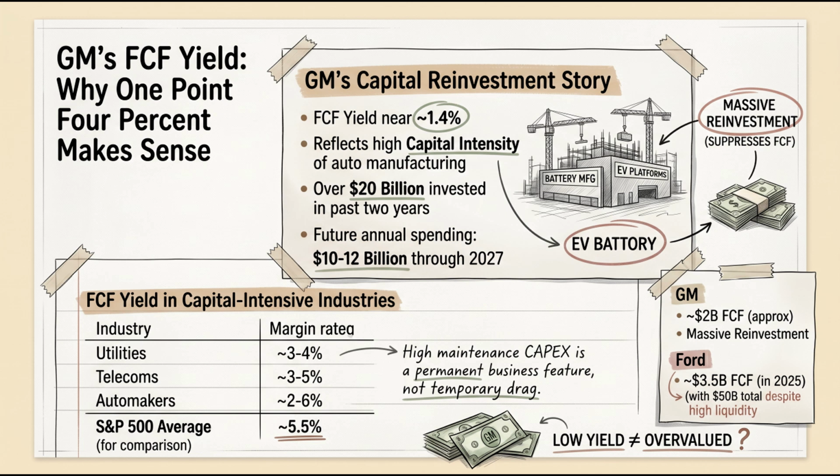Ford Motor Company generated only $3.5 billion in cash flow in 2025, despite $50 billion in total liquidity. In capital-intensive industries, low yields are a permanent feature of the business model, not a temporary drag.